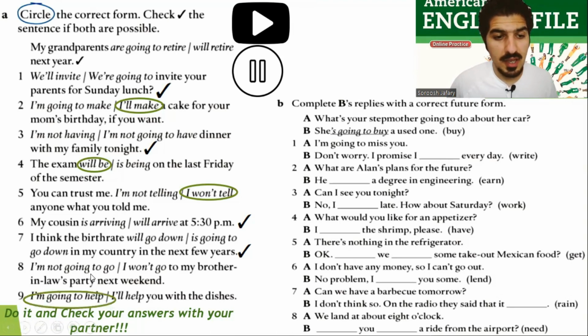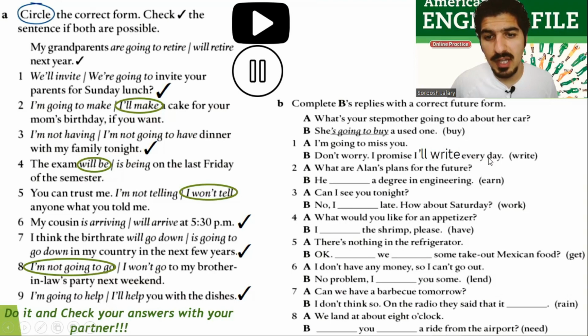Number eight, I'm not going to go to my brother-in-law's party next weekend. And the last one, I'm going to help you with the dishes, or I'll help you with the dishes. Both of them are correct. Exercise B. Number one, I'm going to miss you. Don't worry, I promise I'll write every day.